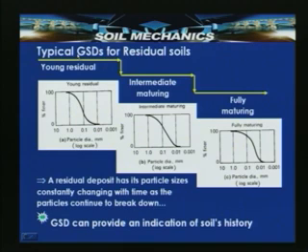So, this is a typical grain size distribution curve for residual soils, where we have seen a young residual soil deposit, an intermediately maturing soil deposit and a fully maturing soil deposit. We see that a residual deposit has its particle sizes constantly changing with time as the particles continue to break down. So, we can say that the GSDs can provide an indication of the soil's history. This can lead to a conclusion about the soil's history in the past.